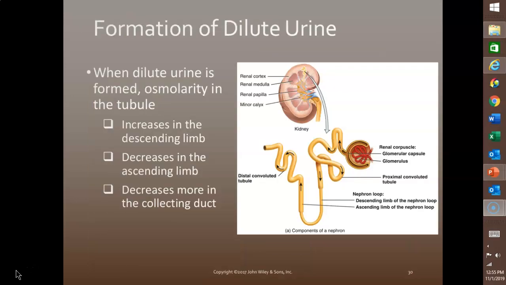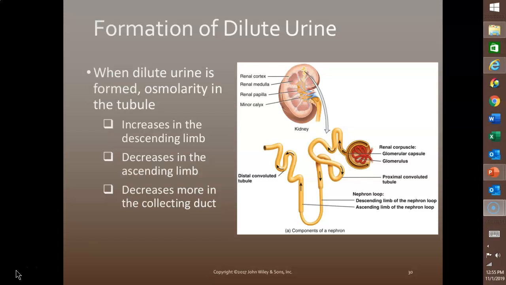When dilute urine is being formed, the osmolarity of the fluid inside the lumen of the tubule increases as it goes down the descending limb of the loop of Henle. Remember, the descending limb is very permeable to water, so a lot of water is lost. That means there's more solutes.